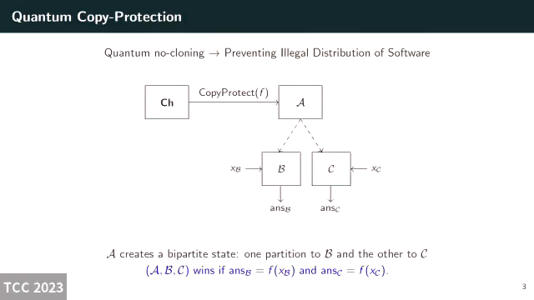And formally speaking, the way we define security is in terms of a tripartite adversary. There is Alice, Bob, and Charlie. Alice receives a software state that is obtained by applying this copy protection function, and then it produces a bipartite state. So what we want is that both these parts, which could be entangled with each other, should not be used to replicate the original functionality. In other words, if I compute Bob and Charlie on inputs x_B and x_C sampled from some distribution, then the probability that they win, which is when the outputs match the outputs of the function, should be low.